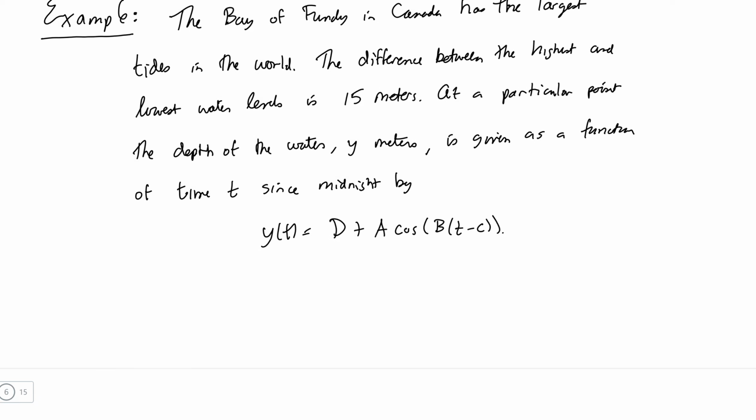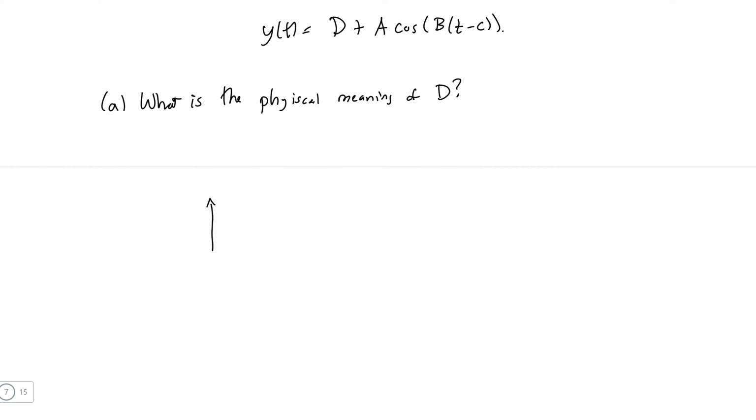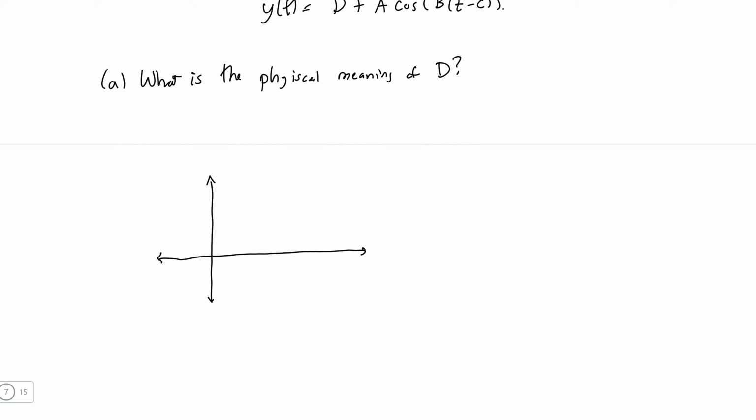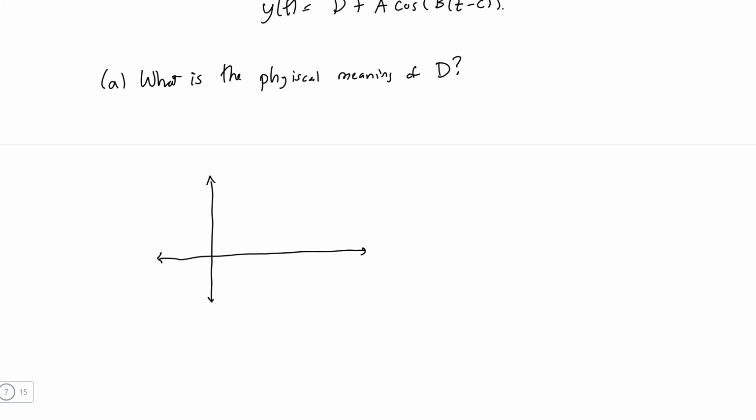What we're going to do is we're going to interpret a bunch of these values. So let's start with our first one. What's the physical meaning of d? Well, if we think about when we graph this, whatever the values are, remember the d is what we've shifted it up by. So if we think of this, the d value here is this value up here. So then we'd have a high and a low tide, say, something like this.